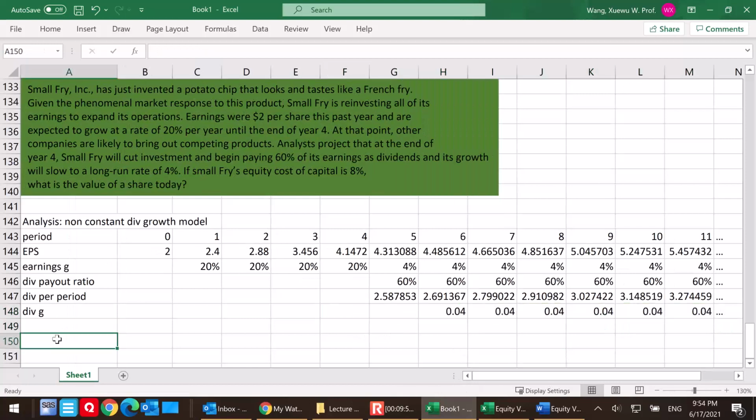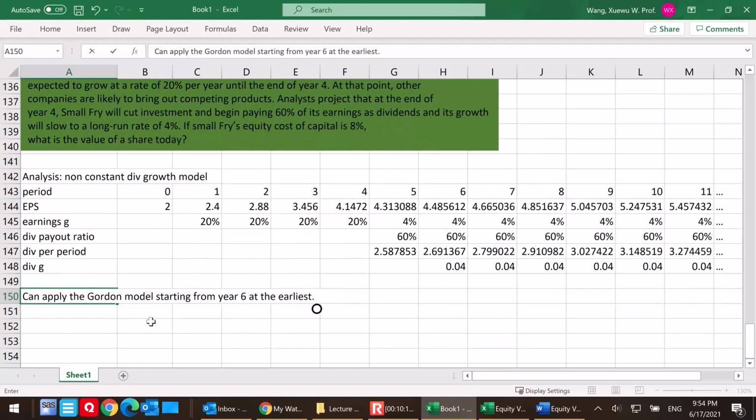All right, so I can apply the Gordon model starting from year 6 at the earliest. Okay. All right, so we know that the Gordon model requires a constant dividend growth rate, and we have that only starting from year 6. Okay, so I'm going to calculate the resale price in year 6.